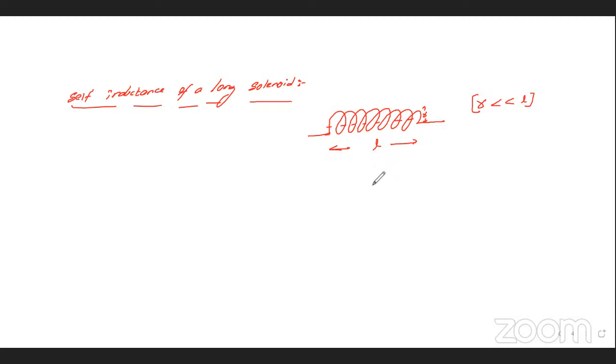I'm taking a long solenoid that has its own length. It also has its own number of turns. I'll take a small n, which is nothing but your number of turns per unit length. And if you want the total number of turns, I'll consider capital N as the number of turns. So let's see the relations.